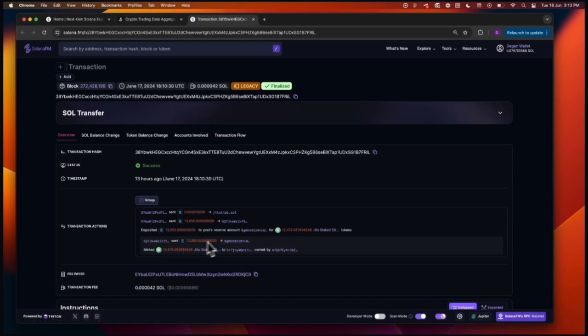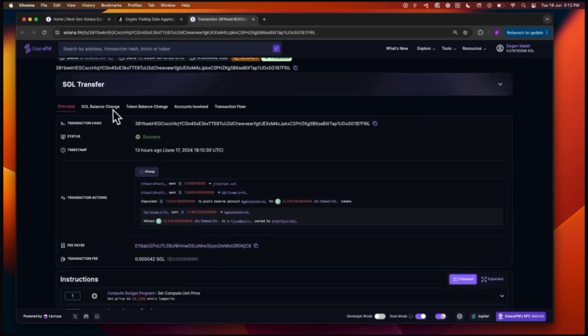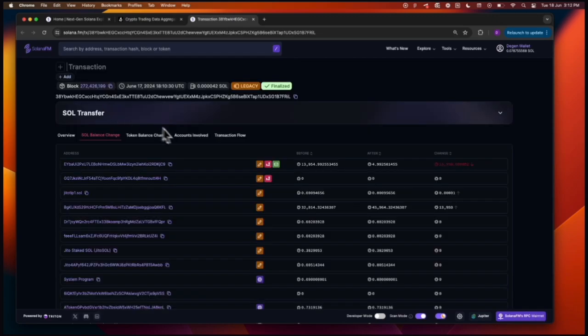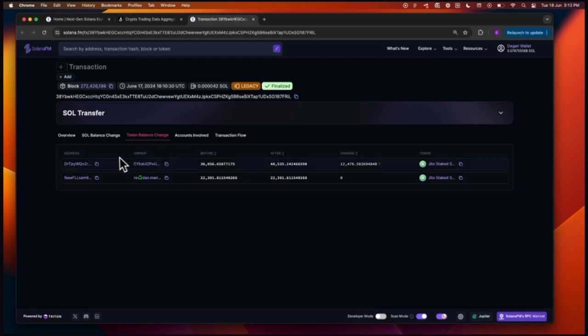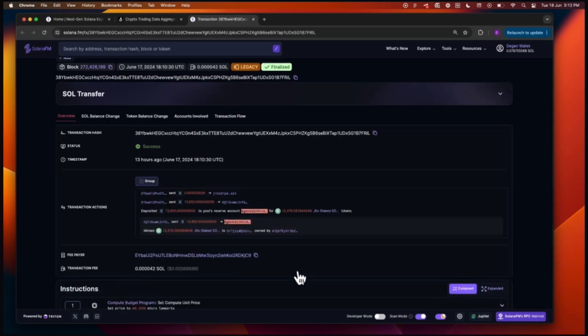Yeah, it seems like this account actually staked the 14,000 SOL and got Jito staked SOL in return. The different transaction tabs here also allow you to look at the SOL balance change, token balance change, and the different accounts that were also involved in this transaction. You can see here the signer of the transaction is the account itself.